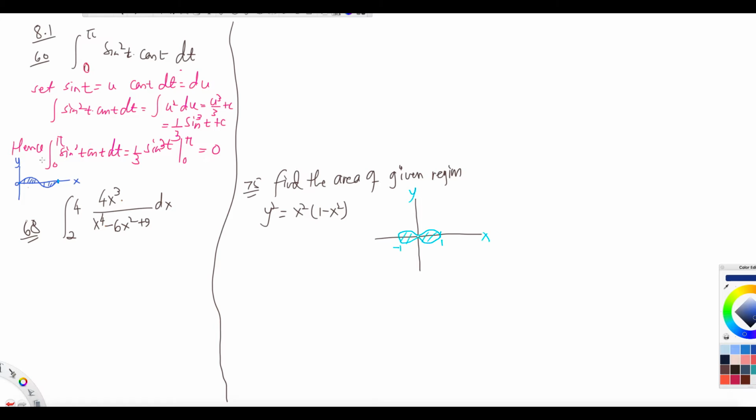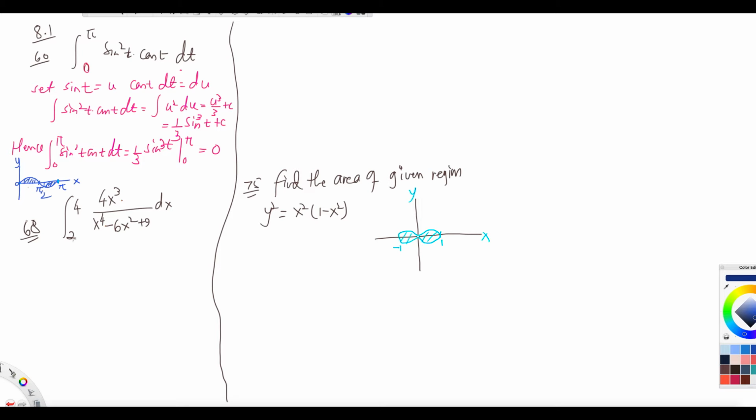The integral is 0 because the area in the upper region is positive, and the area in the region below is negative. Positive plus negative will be 0. They are equal but of opposite sign. That's why the integral is 0. But if the question was asking for the area, you would have to do 0 to pi/2 and then pi/2 to pi separately and then add the areas. Since this was just asking for the definite integral, it is okay to write 0 there.